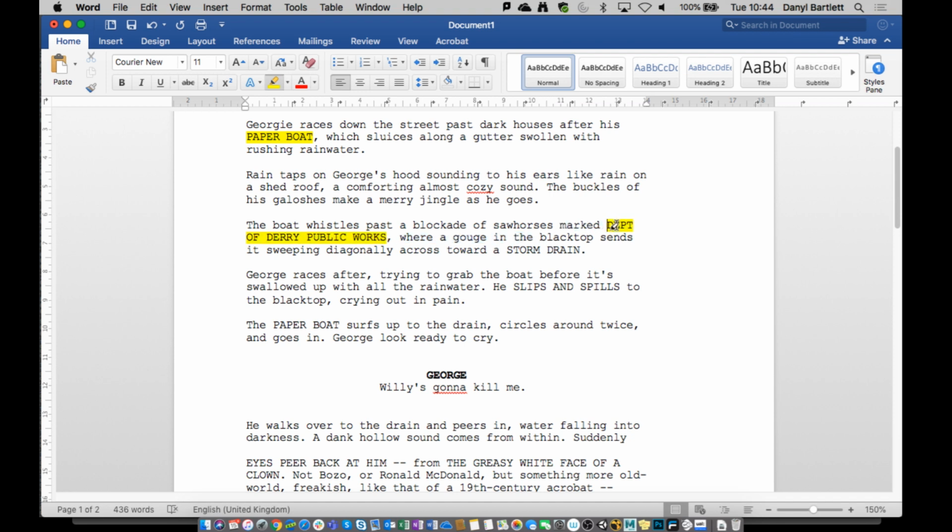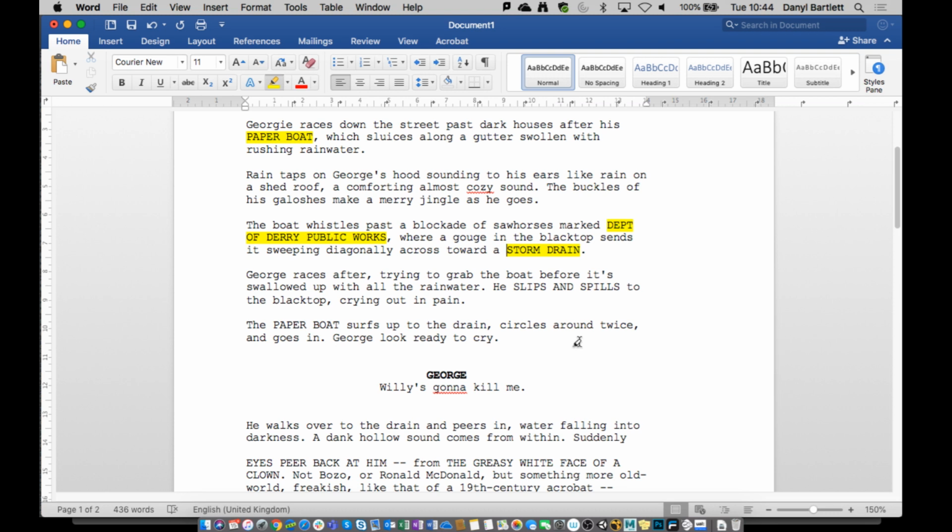Remember what that means? It means if you choose this part of the sequence, you have to include it in the shot. You have to, like, if you were to choose that sequence where a gauge on the blacktop extends sweeping diagonally across toward a storm drain. You know, that whole sentence there. If you were to design that, you have to include a storm drain and a sawhorse marked Department of Derry Public Works.